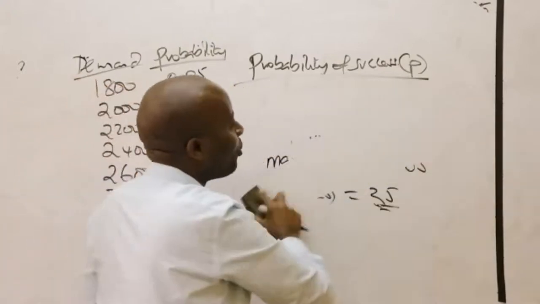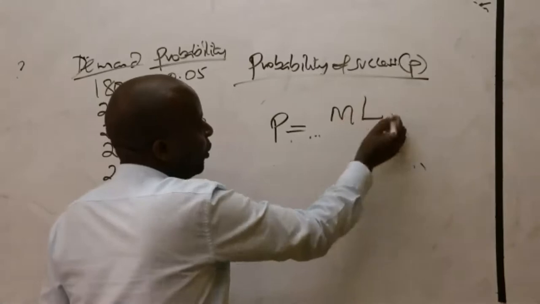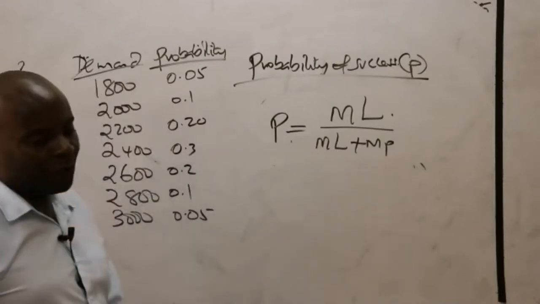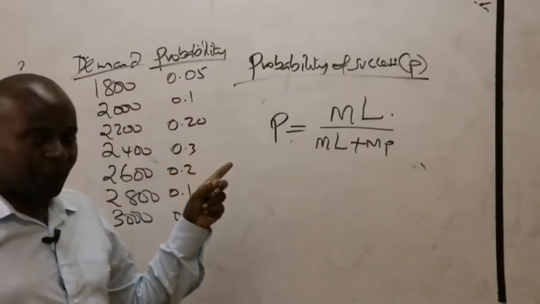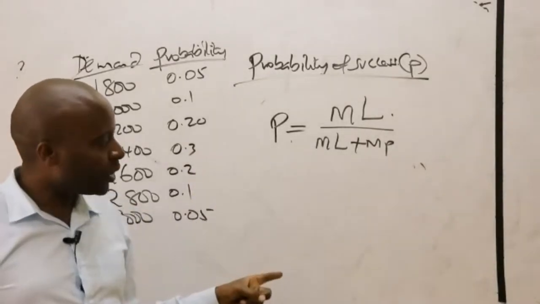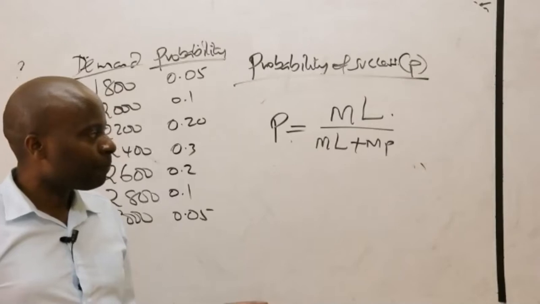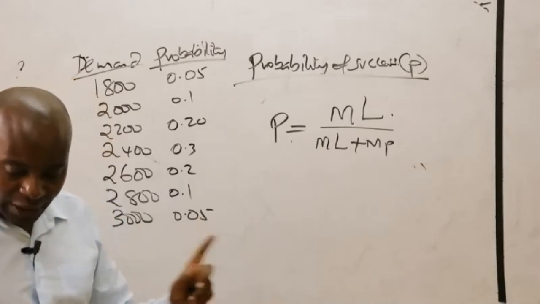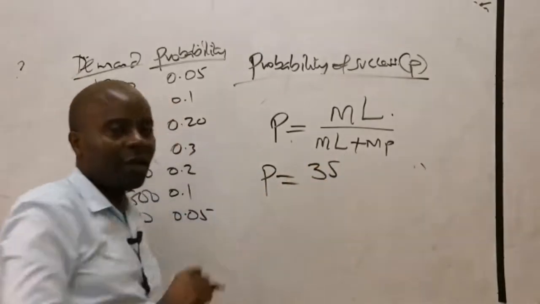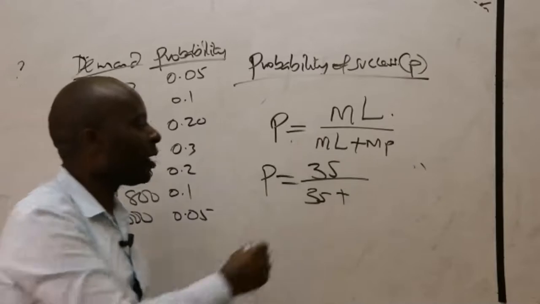So how do we get this probability of success? To get probability of success, ladies and gentlemen, we normally use this formula. Please write that in full. It is a very important formula: marginal loss all over marginal loss plus marginal profit. Remember, in our workings, we had gotten the marginal loss, which was 35, all over marginal loss again, which is 35, plus marginal profit that we got there, which is 25.